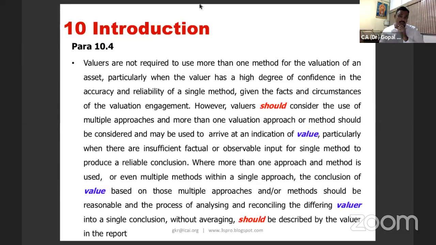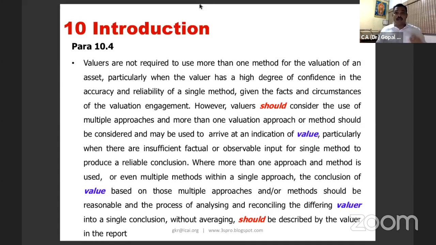This paragraph is very interesting. What they say is, valuers are not required to use more than one method. No, no, no, I will use 2 methods, I'll use 3 methods, I'll give weightage to it. Then I'll take an average, or I will give weightage and I will negate some of the methods. Can I do that? You can do that, but please look at this prescription.